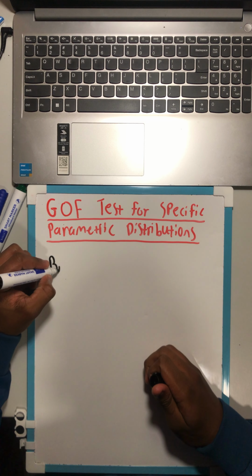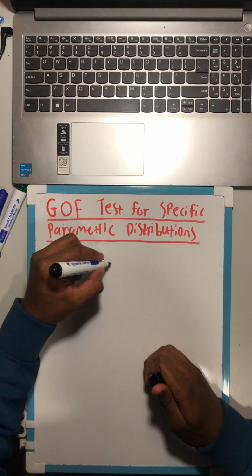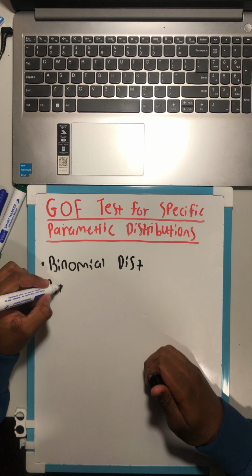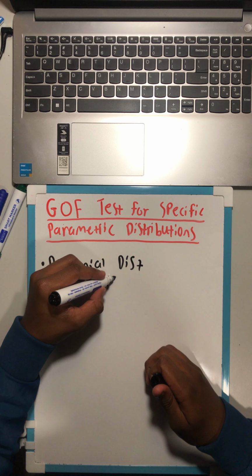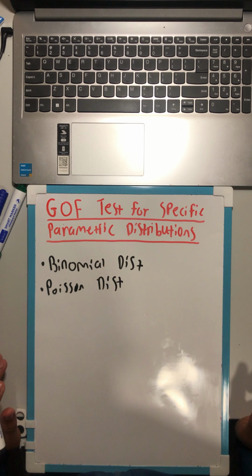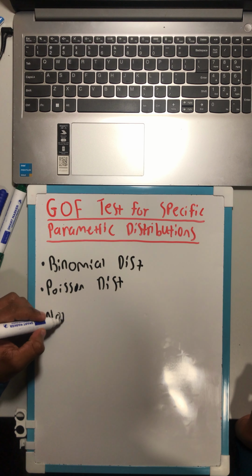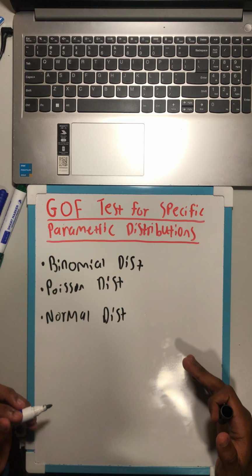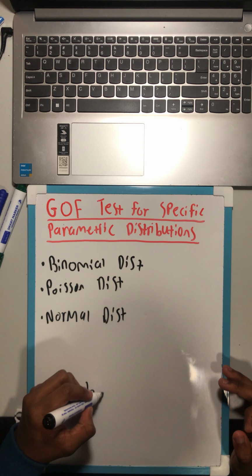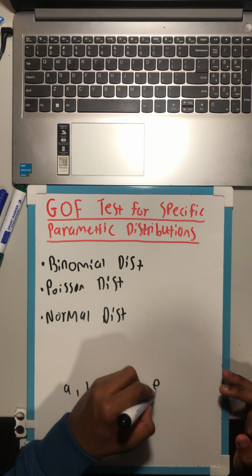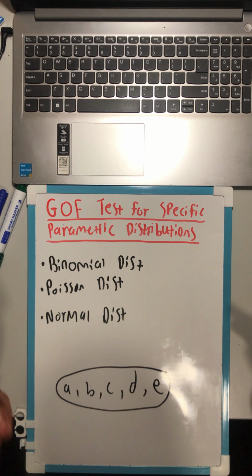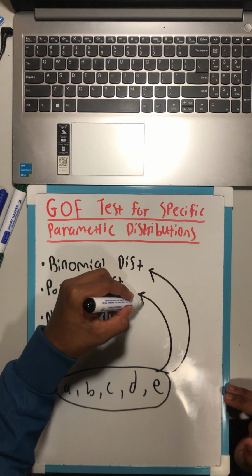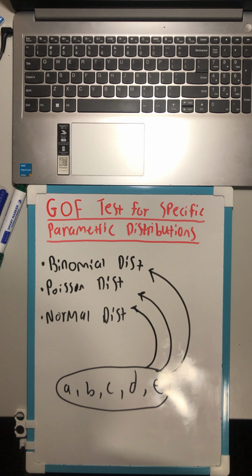We have a binomial distribution, this is from STAT130. We have a Poisson distribution, also from STAT130, and then a normal distribution. We're testing whether the data we have collected or observed follows these distributions. We can test for either of them.